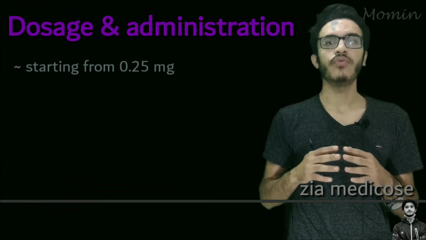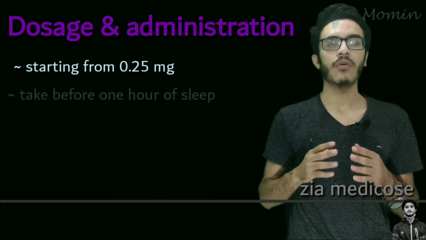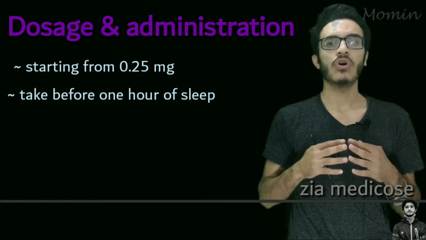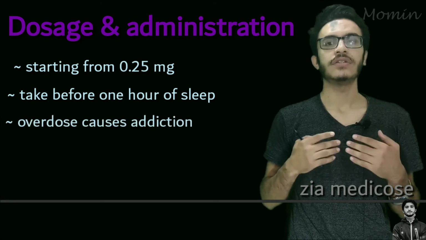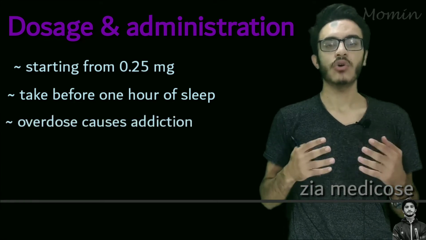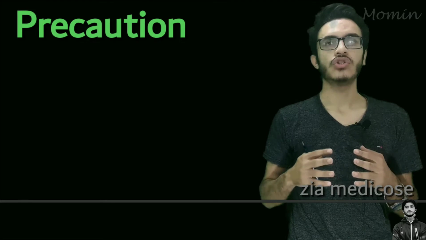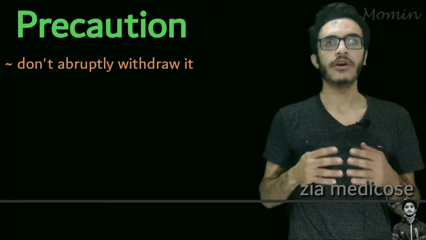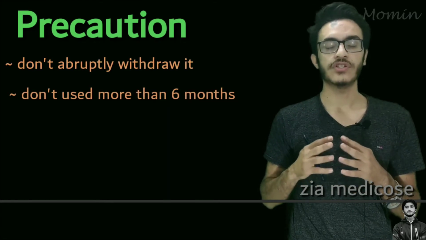Now turn to its dosage. Starting dose is 0.25 mg. Take it an hour before sleep. Overdose causes physical and psychological addiction. Now turn to its precautions. Don't stop taking it abruptly and don't use it for more than 6 months.